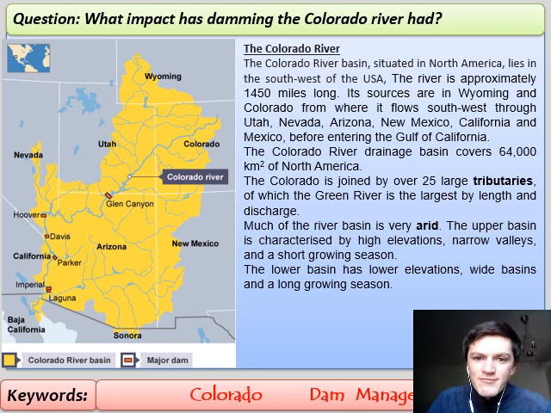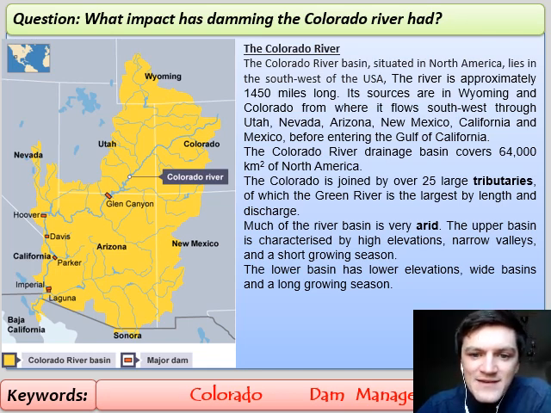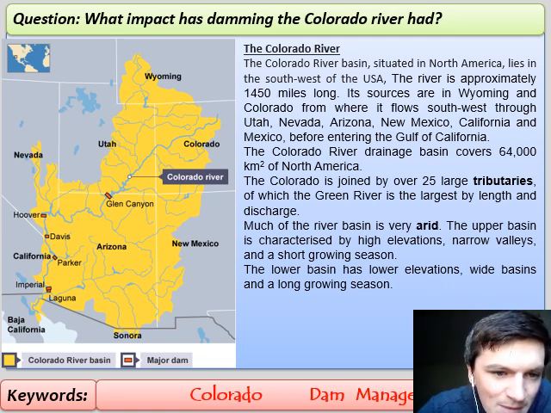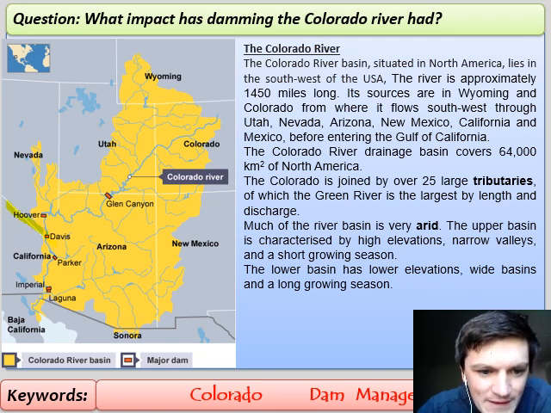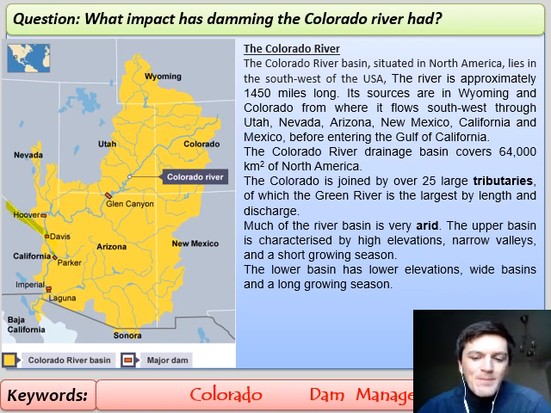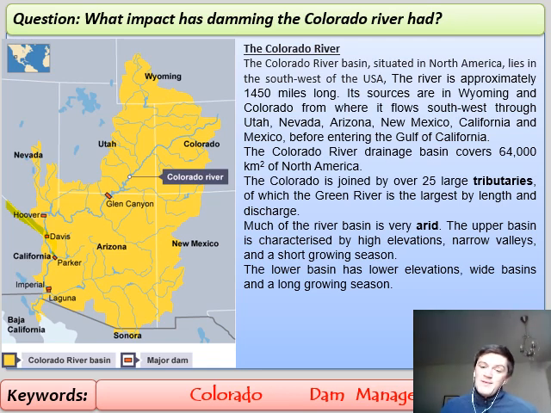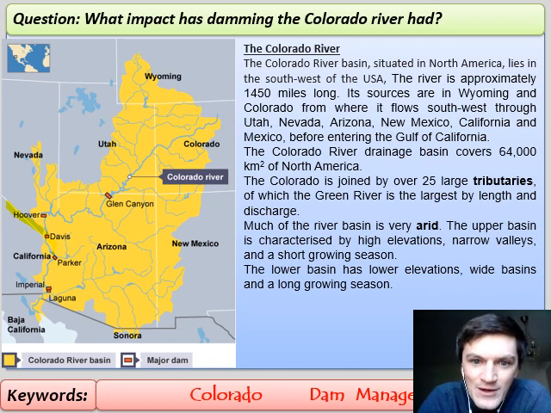So the Colorado River basin, situated in North America, lies in the southwest of the USA. So up here you've got a picture of America, and as we can see, it's just down there. This is California here. Okay, so if you look back at the map in your book that you drew or worked on last time, that's where you can see it. Right, that gives me a rough idea of where we're looking.